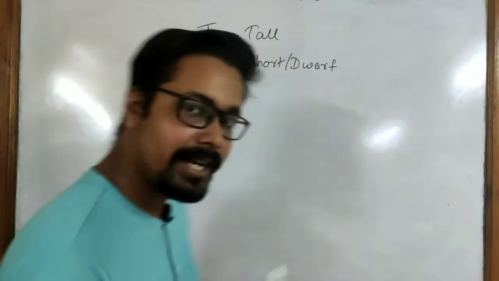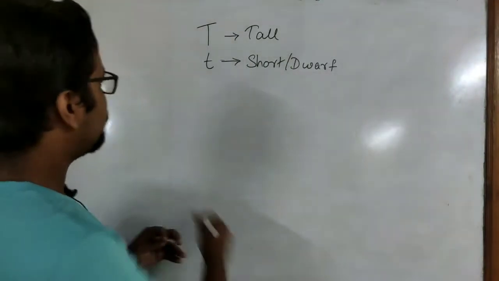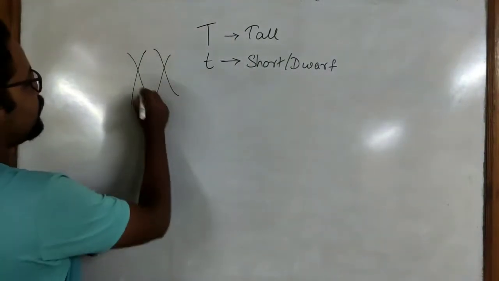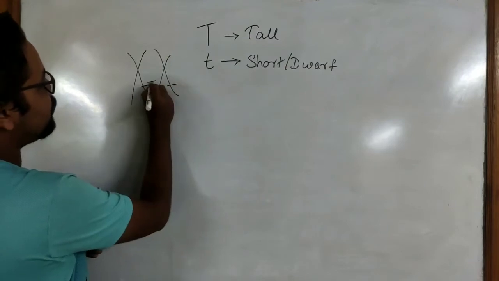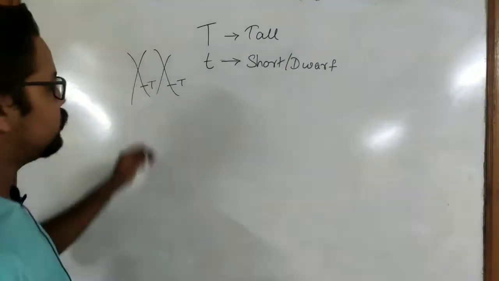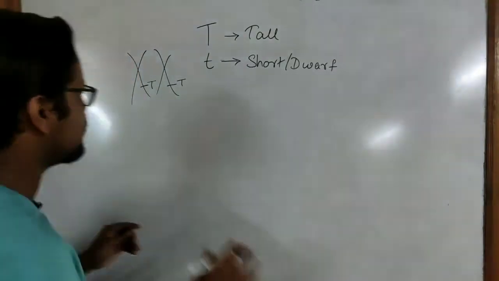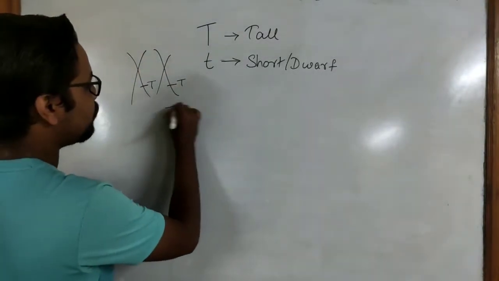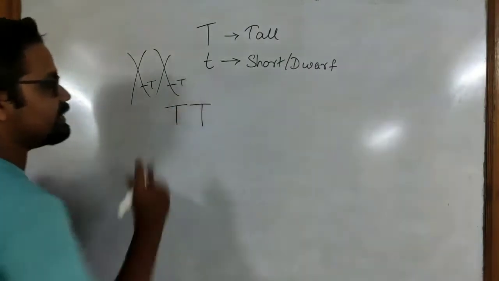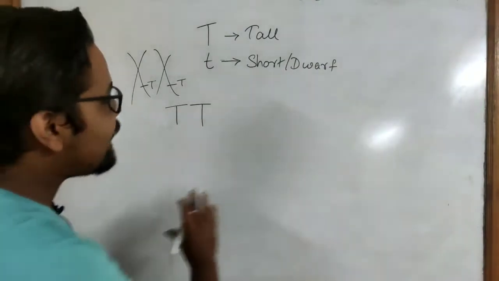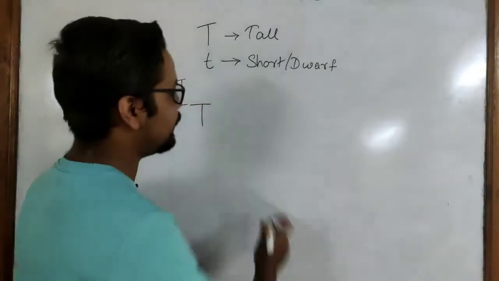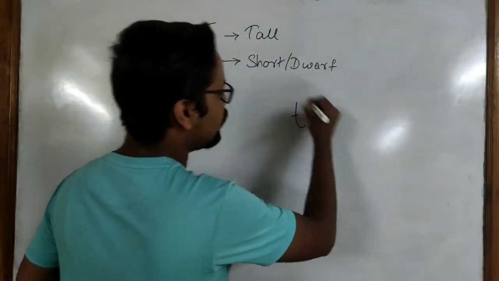Now, a tall plant means, since the chromosomes are in pairs, if here is the gene for tallness, this will be capital T, and this will be capital T. So this is purely tall; there is no gene of shortness or dwarfness in this. So what he did, he took one tall plant that contains capital T genes. And he took another plant which is short that contains small t genes.